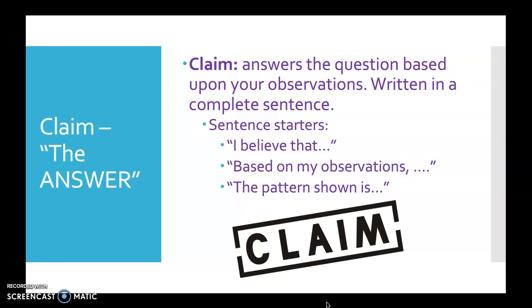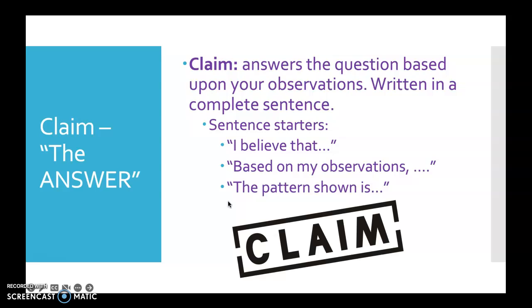So the first part of the CER is the claim, which is the answer to the question that is being asked in the first place. The claim is written as a complete sentence. It's one sentence long. You can give some sentence starters like I believe that, or based on my observations, or the pattern shown is. But basically, you're looking at whatever question your experiment is trying to answer. Your claim is the answer to that question, not what you thought the answer would be, so not what you have in your hypothesis necessarily, but what the actual outcome is.